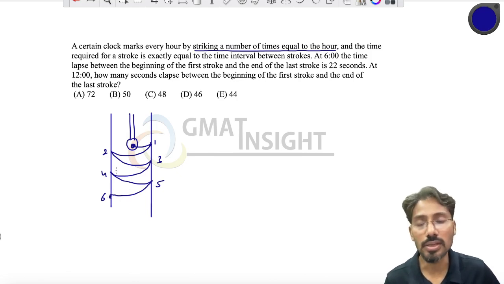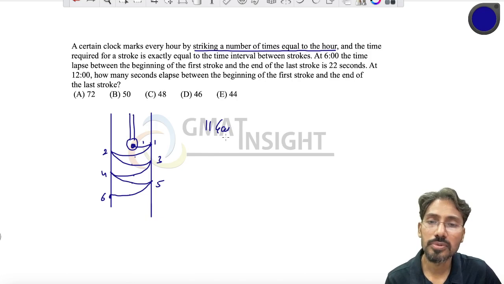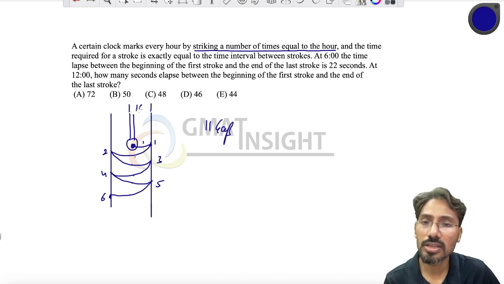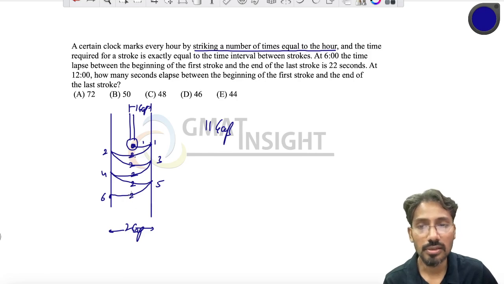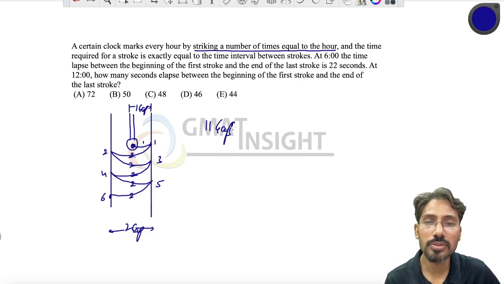This is 22 seconds. How many gaps is it covering? Each stroke is twice of one gap. So 1, 2, 3, 4, 5, 6, 7, 8, 9, 10, 11. That means 11 gaps, where I am calling this much distance as one gap. So this whole distance is 2 gaps. 2 gaps here, 2 gaps here, 2 gaps here, 2 gaps here, and 2 gaps here. So these are 10 gaps and this 1 gap. So total 11 gaps take 22 seconds. That means one gap takes 2 seconds.